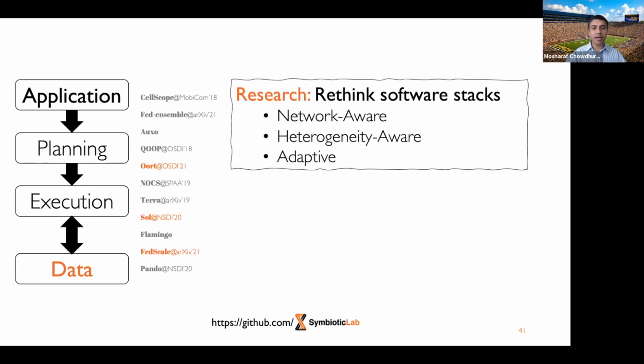As a systems researcher, there is, of course, a lot of opportunity to rethink software stacks that are network aware and heterogeneity aware and can adapt to changing conditions at this large scale and deal with massive uncertainty. And so it's a very ripe area for doing interesting systems and networking research. And we are doing a lot of it, but way too many research problems are hanging around.